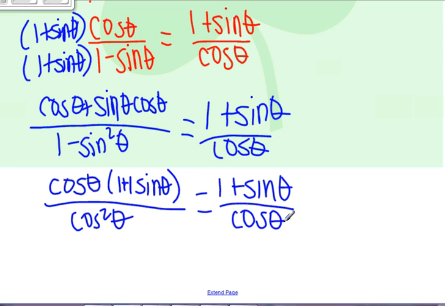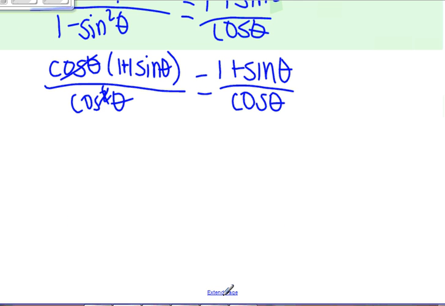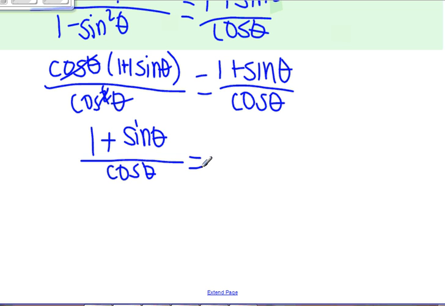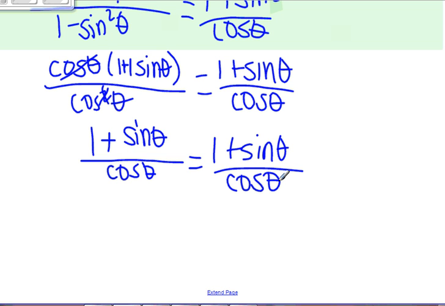And I could cancel the cosine with the cosine squared in the bottom, and I'm still left with the cosine there in the bottom. So again, I have 1 plus sine theta over cosine theta, which equals 1 plus sine theta over cosine theta. And now we have verified that they are indeed both the same. Okay, the key there was to multiply by the conjugate.